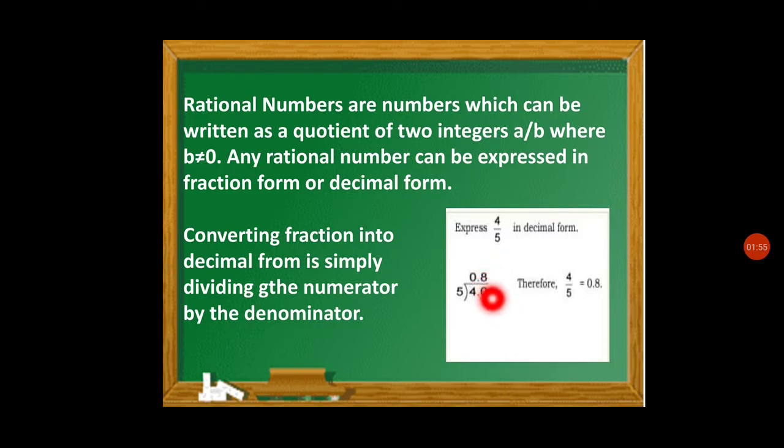So align with the dividend and the quotient. So that is 4.0 and 0. So that would be equal to 40 if we are going to divide. So 40 divided by 5 is equal to 8. Therefore, the answer is 0.8 or 8/10. Therefore, 4/5 is equal to 8/10.